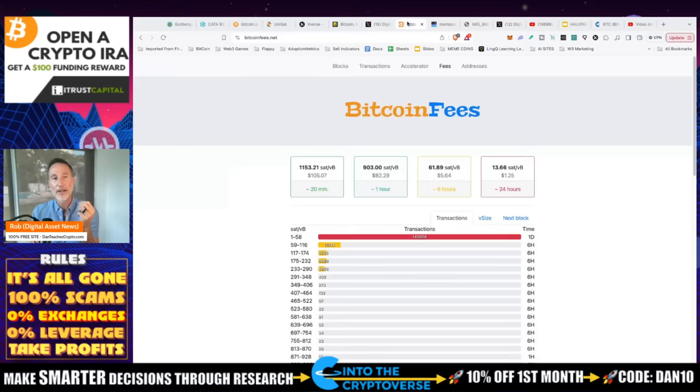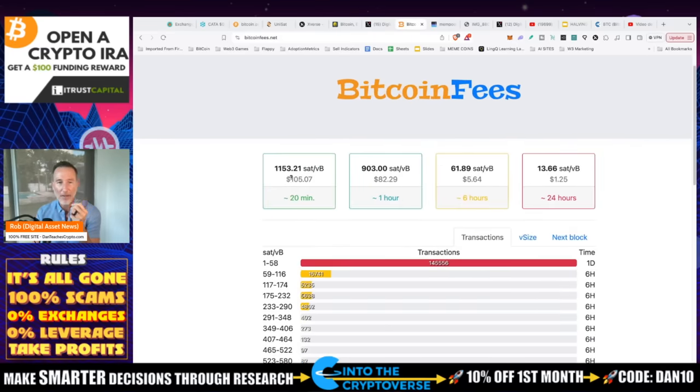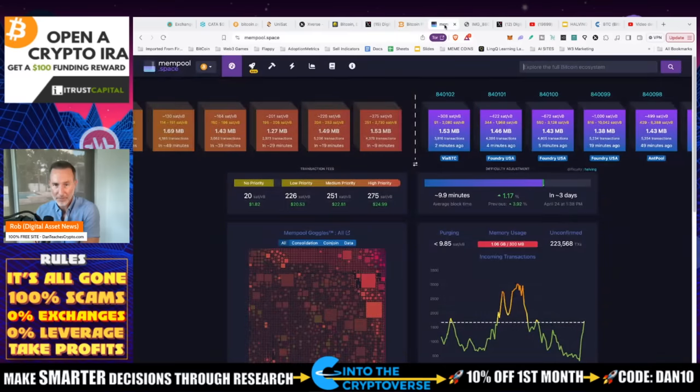Also, we take a look at Bitinfo fees. We can see that it's not really that bad as time has gone on. Now it looks like if you want to move anything in 20 minutes, it's $100. An hour, $82. If you want to wait 6 or 24 hours, that's reasonable. But if we take a look at mempool, this is the one that I like. It has been fluctuating massively. I've seen high priority transaction fees, which, again, 20 minutes, come on, which is nice.